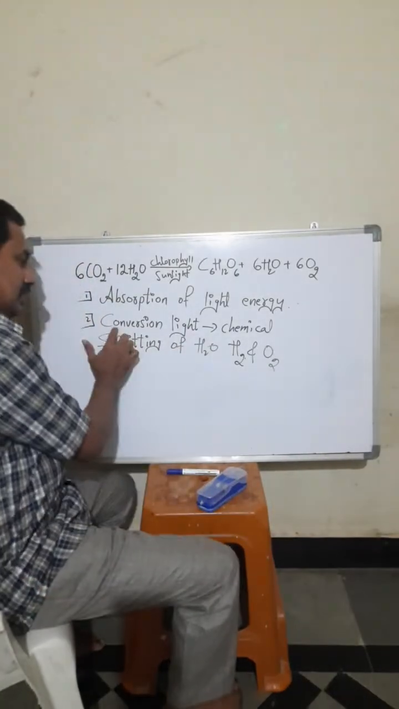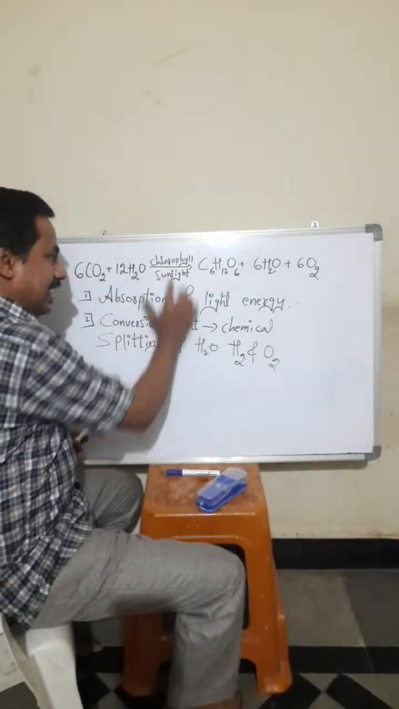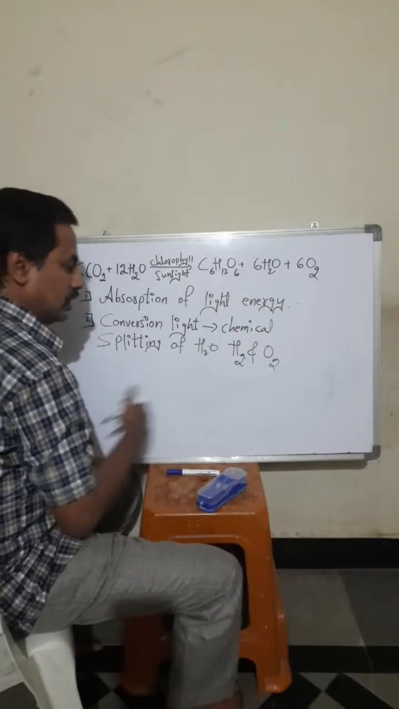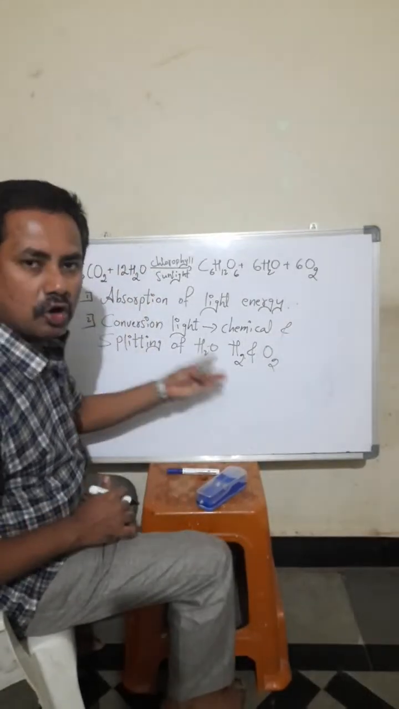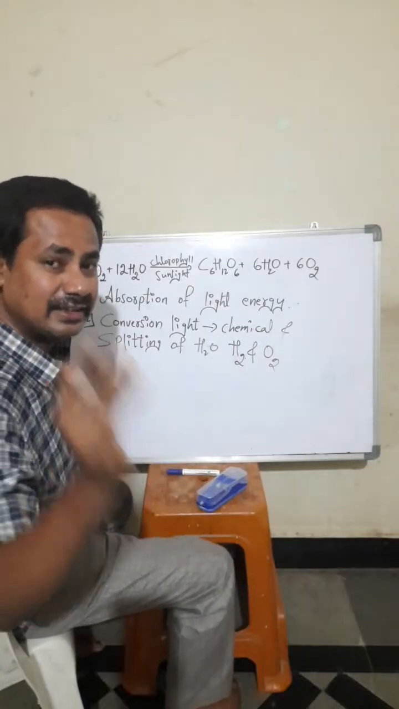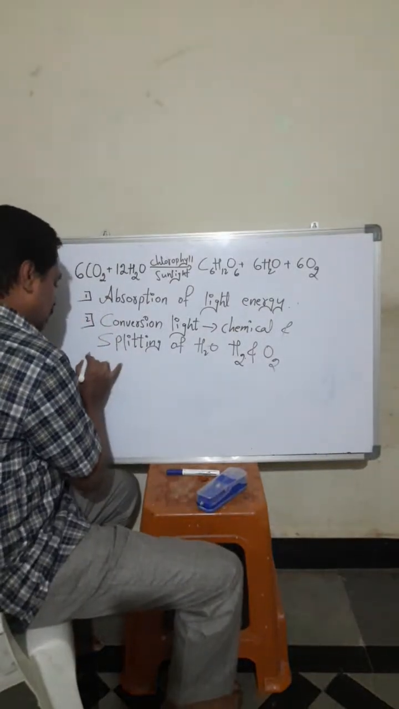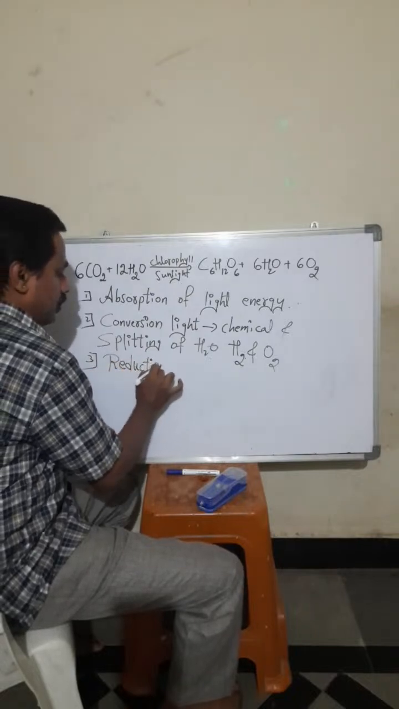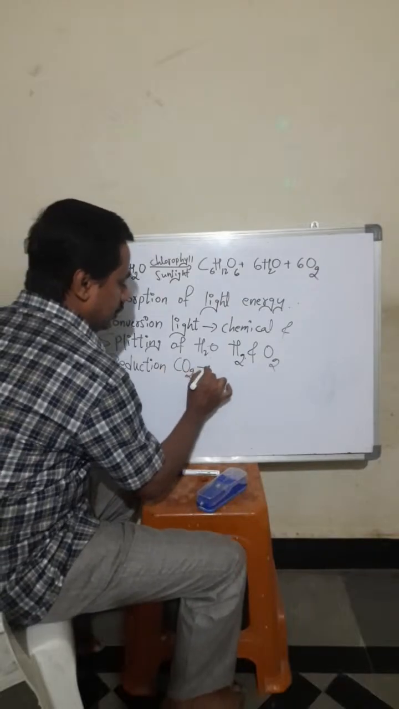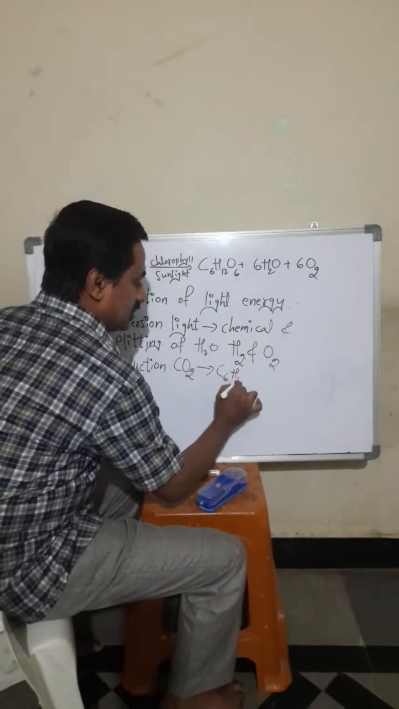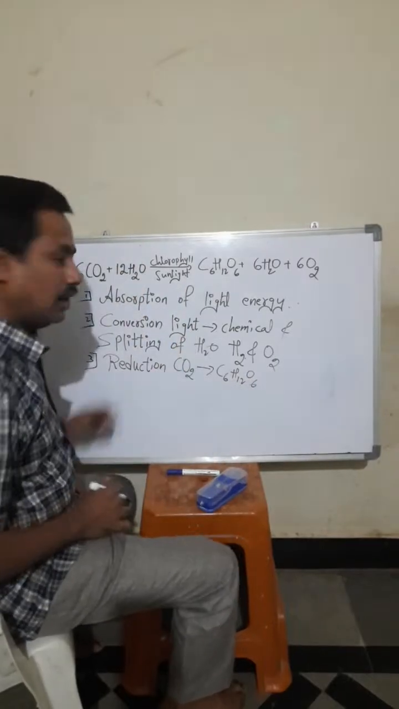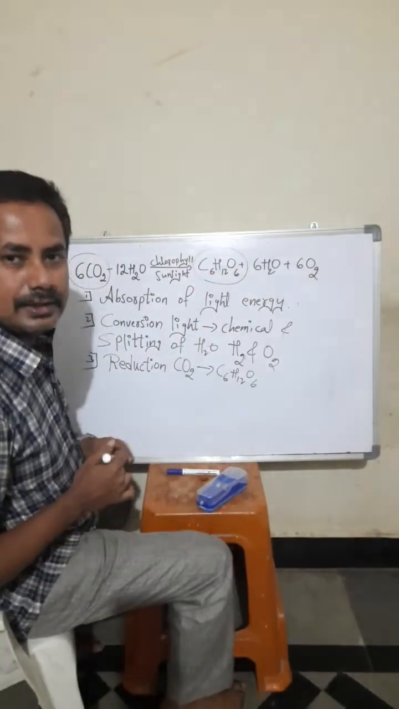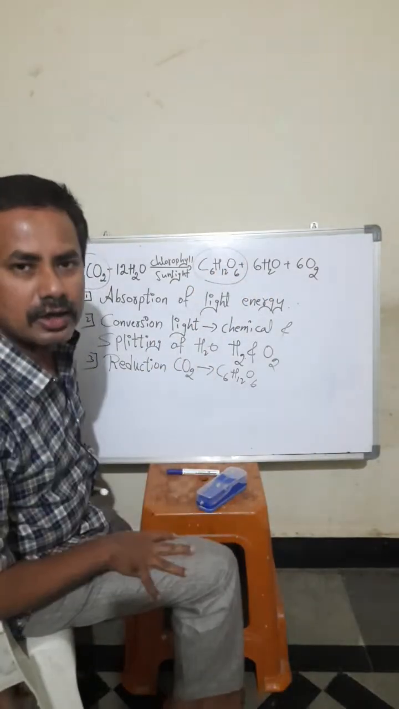Simple, very easy. Conversion of light energy into chemical energy and splitting of water molecules into hydrogen and oxygen. This is the second event. And the third event, the last event: reduction of carbon dioxide into carbohydrates. So these are the three main events occurring during photosynthesis.